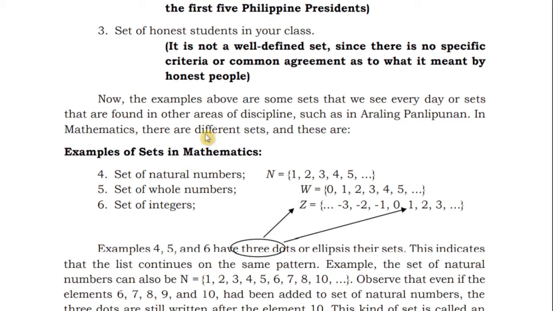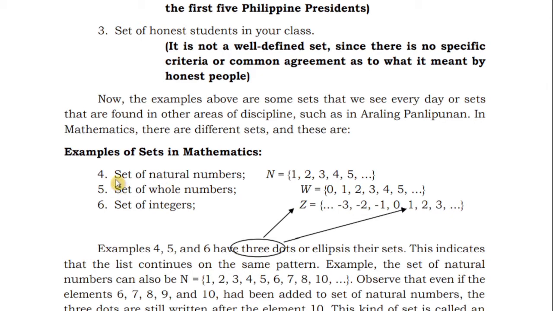So what would be the characteristic and how to identify the student? Therefore it is not a well-defined set, since there is no specific criteria or common agreement to claim that one is an honest student, as to what is meant by honest people. So this one is still considered a set, but we don't know yet if there are certain elements that belong to that set. Okay, so let's try to give an example of a certain number.